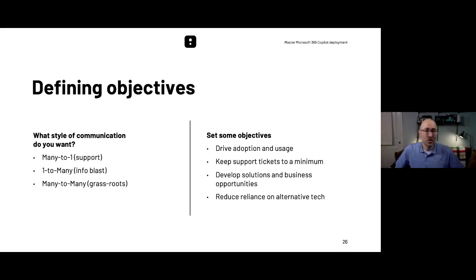Our goal is to drive user adoption, to maximize the ROI, that return on investment for Copilot, to develop solutions where Copilot can help us as an event, as a business to maybe get more done or increase market share or streamline our workflow and our time to market. And we want to try to reduce the reliance on other tech, so we kind of keep people in the same bucket. Those are just a couple of example scenarios that you might want to think about.